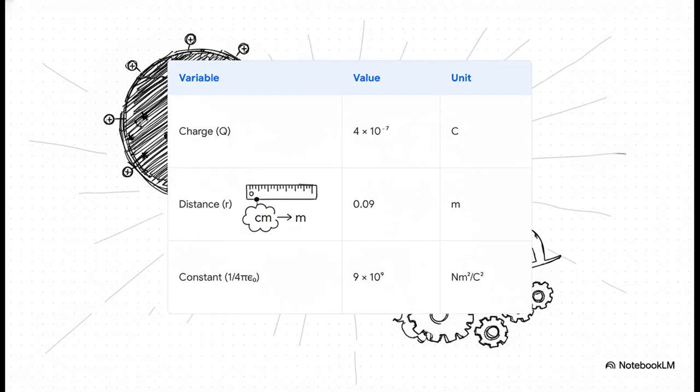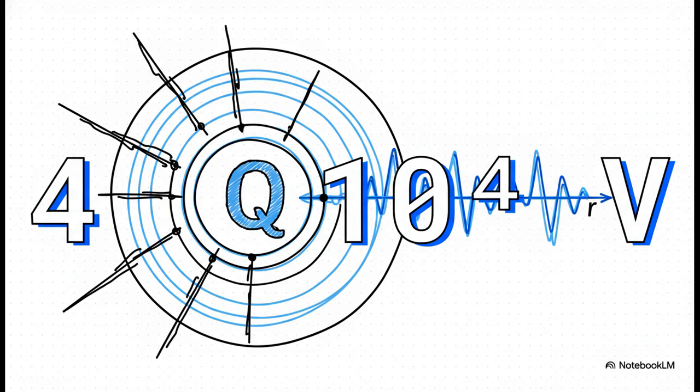Okay, first things first, let's get our data organized. Our charge, Q, is 4 times 10 to the minus 7 coulombs. The distance, r, is 9 centimeters. And this is super important. We have to convert that to meters, so it's 0.09 meters. And that whole constant, 1 over 4 pi epsilon naught, has a nice, neat value of 9 times 10 to the 9. So we just take our values and plug them straight into the formula.